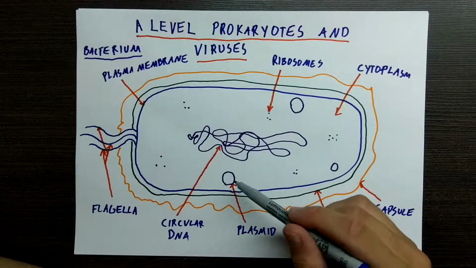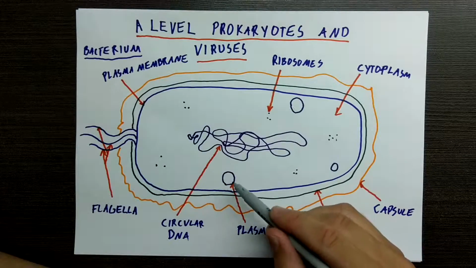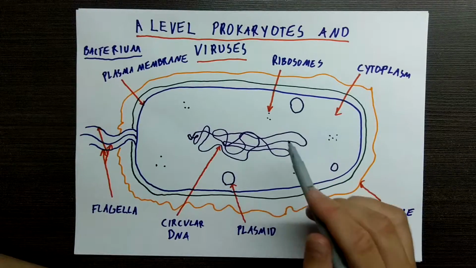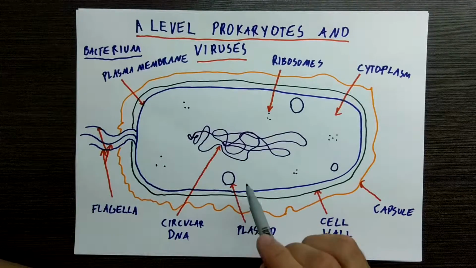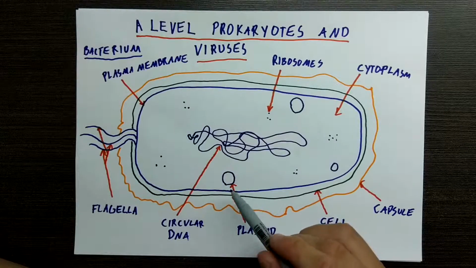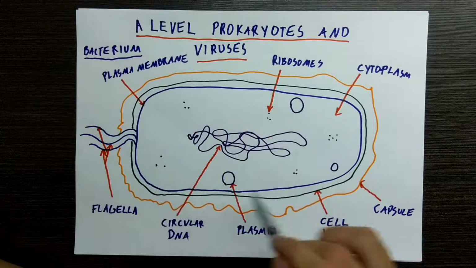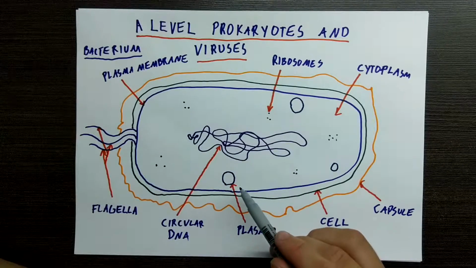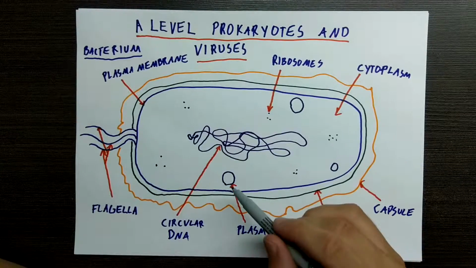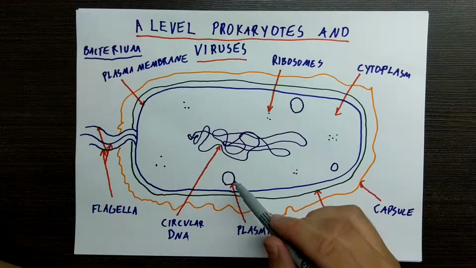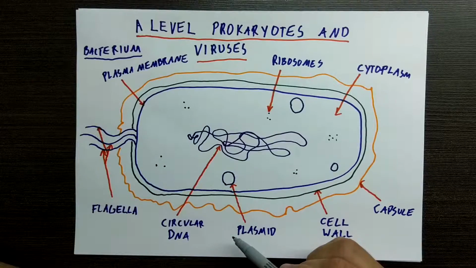Now, here we have a plasmid. So what are plasmids? Plasmids are very small circular strands of DNA. They are separate from the circular DNA. They also are circular, but they are separate from the circular DNA. And bacteria can have one or more plasmids within its cytoplasm. Now, these little circular strands are important because they can be transferred between bacteria. So this bacteria could give this plasmid to another bacteria.